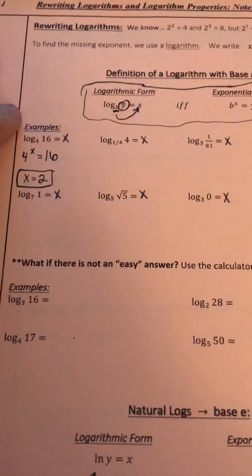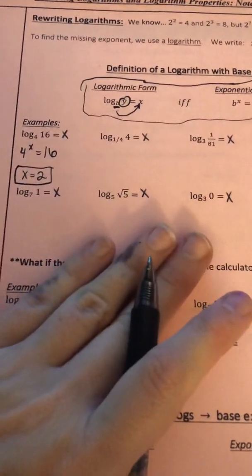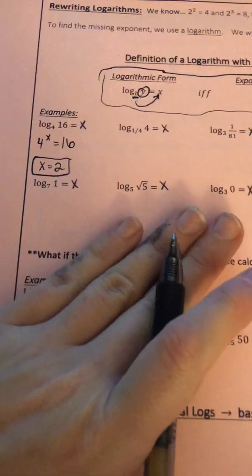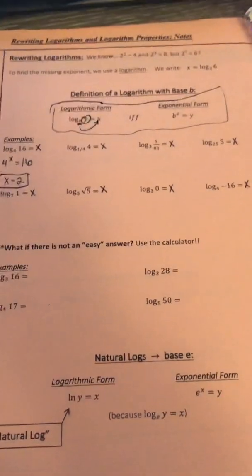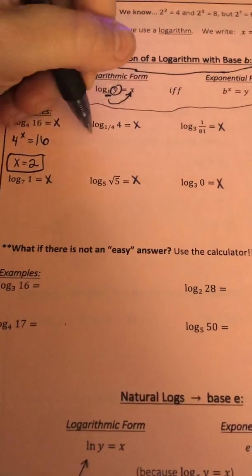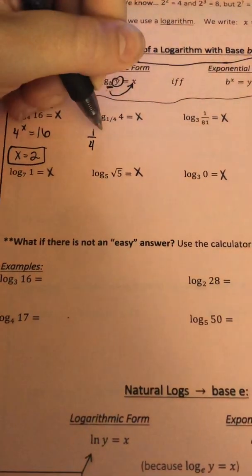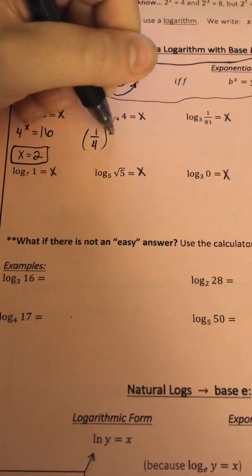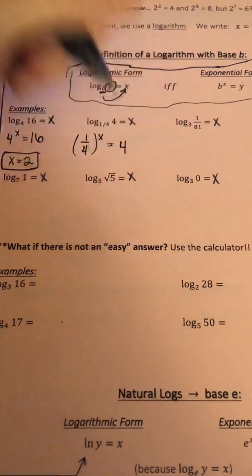Now, these are very, very simple. We're going to go through a few of these, and then I may leave one or two for you to try. So let's move on to the next one. We have 1/4 to the power of x is equal to 4.